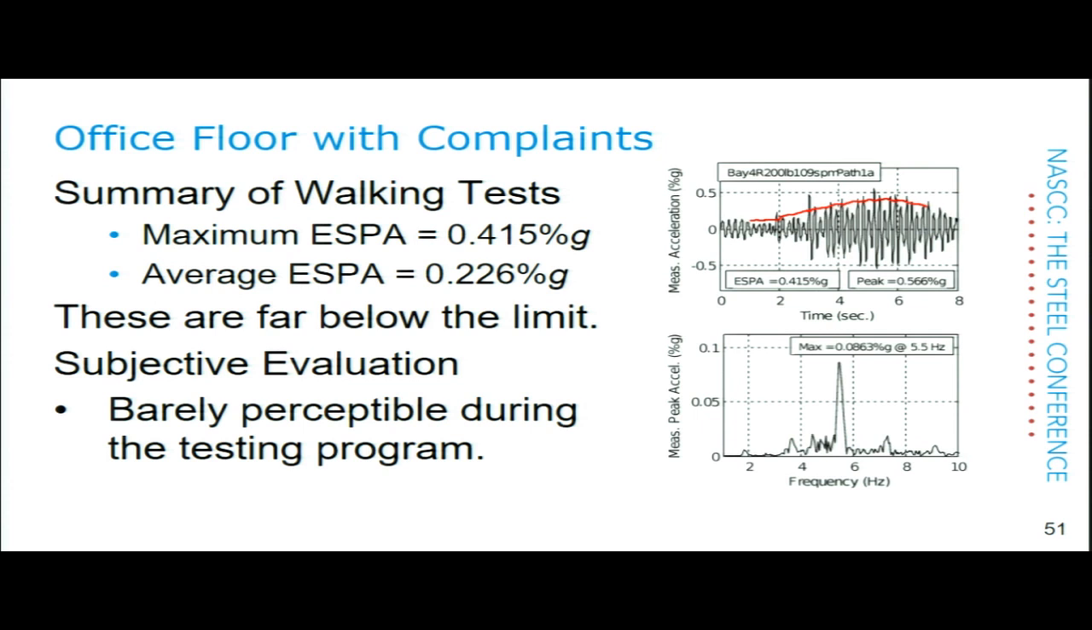Okay, so just summarizing the walking tests, the maximum was only 0.415% G, and that's the one you see on the right over here. That's a pretty decent resonant buildup, but we just don't have a whole lot of response there. Okay, the average is only 0.226% G, which is really nice. That's pretty cool, and no problem there. We're even trying to get it moving, and we're getting 0.226% G. Okay, these are far below the 0.5% G limit that we would use to design this floor.